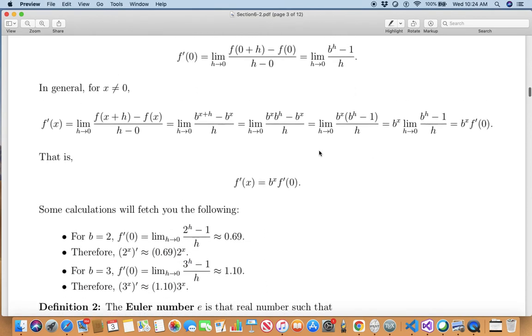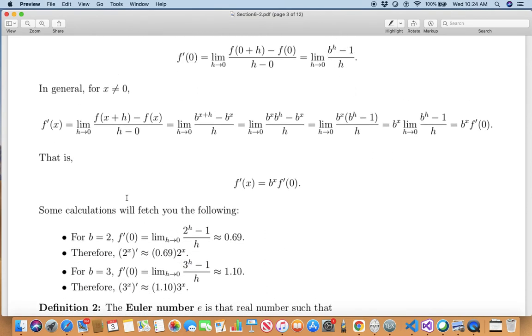So this derivative at 0 can be calculated using a calculator. Say take base equals 2, punch in several values of h, say 0.5, 0.4, 0.3, 0.1, whatever, 0.0001, and see what happens. It will approximate to 0.69. That is, the derivative of the exponential function 2 power x is 2 power x times derivative at 0.